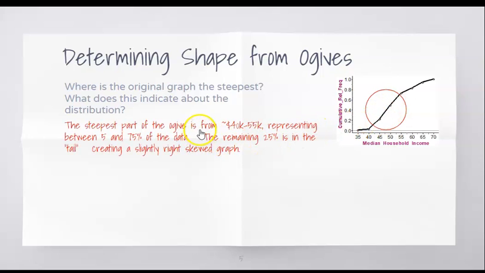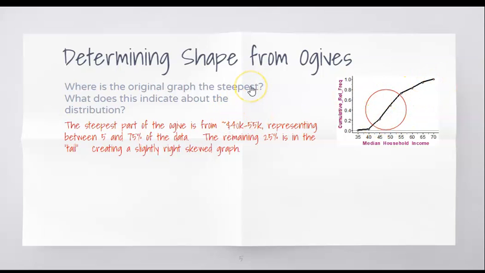So since the steepest part of our ogive is between 40,000 and 55,000, representing between 25 and 75% of the data, the remaining 25% is in the tail, okay? That tail is on the high end of the income, so it's positively skewed, that extra tail. So that would mean that it's slightly right skewed. It's not terribly skewed, but it's slightly right skewed because the tail is over here on the right.